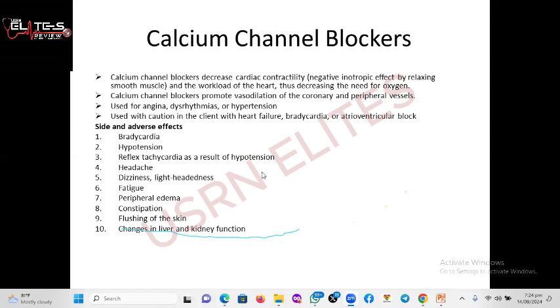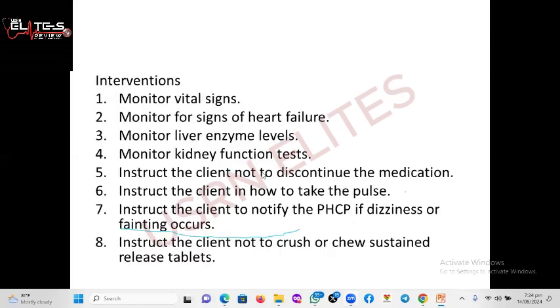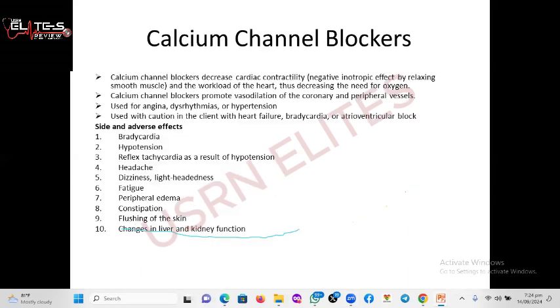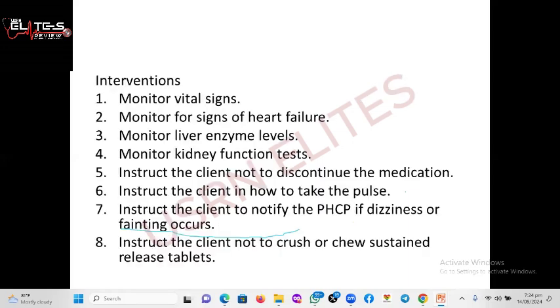And then fatigue. The management is to monitor vital signs. You monitor for signs of heart failure. Then you monitor the liver and the kidney, because we say it could affect the kidney and the liver as well. Then you instruct clients not to discontinue the medication abruptly because it could lead to a rebound or reflex tachycardia and hypertension as well. If the medication needs to be stopped, it has to be done by tapering it down gradually.